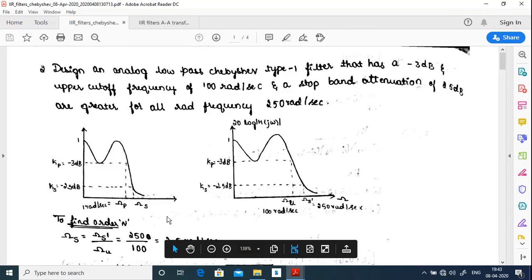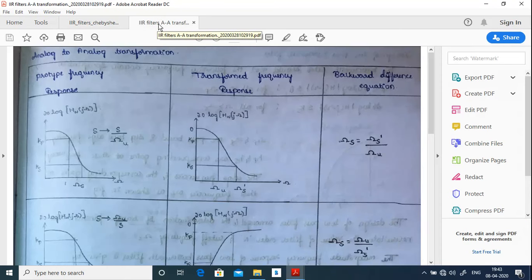How to find out that particular value? We have studied A to A transformation, right? That is analog to analog transformation. I have clearly mentioned that if I want a normalized filter, I need those specifications, and if they have given you this specification, then how can I convert it? That can be converted with the help of this particular equation, the backward difference equation, which is given by omega s is equal to omega s dash by omega u.